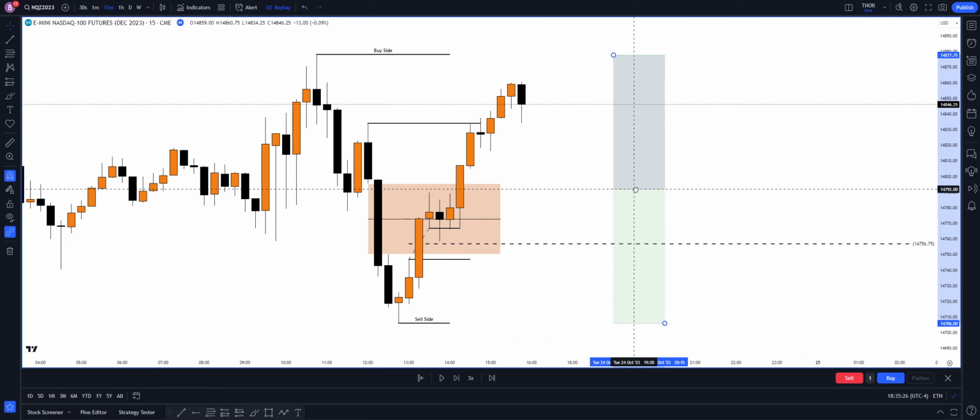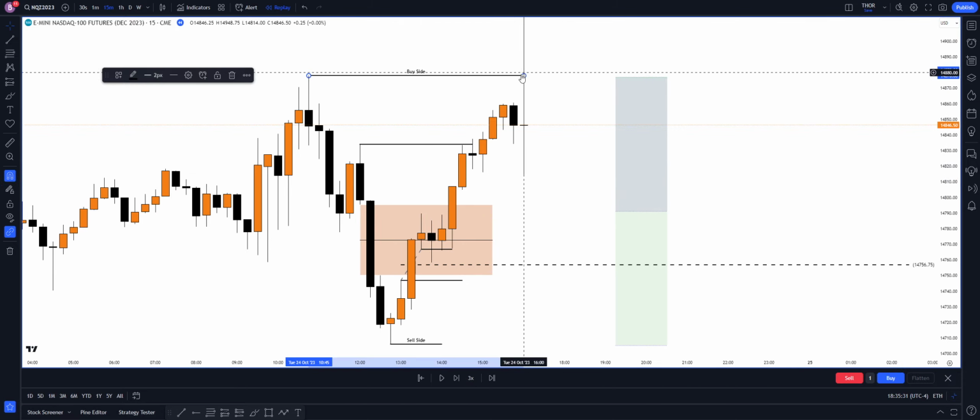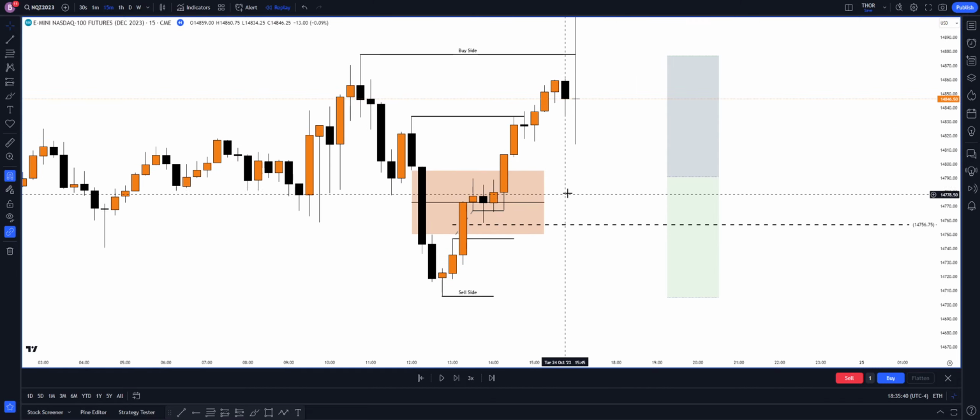Let me move this a little bit. And it's gone now. And this is for the 4 p.m. candle. So the market closes with this buy side raid. So this is the reversal model.